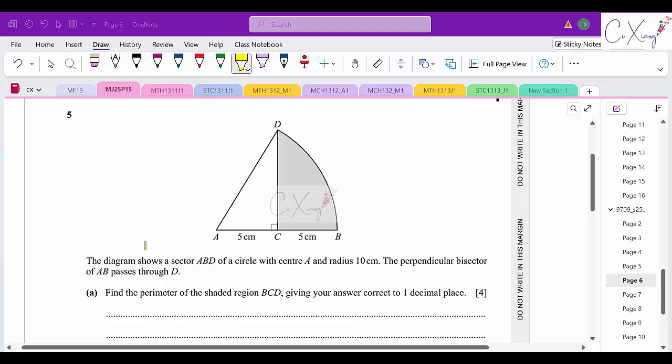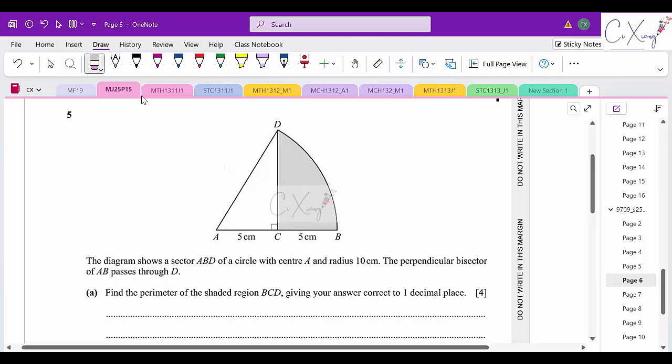We are now at question number 5. The diagram shows a sector ABD. We are having a sector ABD of a circle with the center A and also the radius 10. Radius 10, so you can see that this is basically the radius as well. This length is a 10, and you can see AB is also a 10, right?